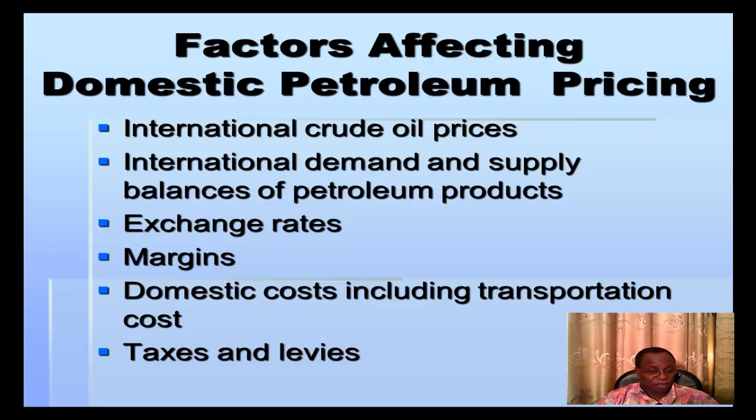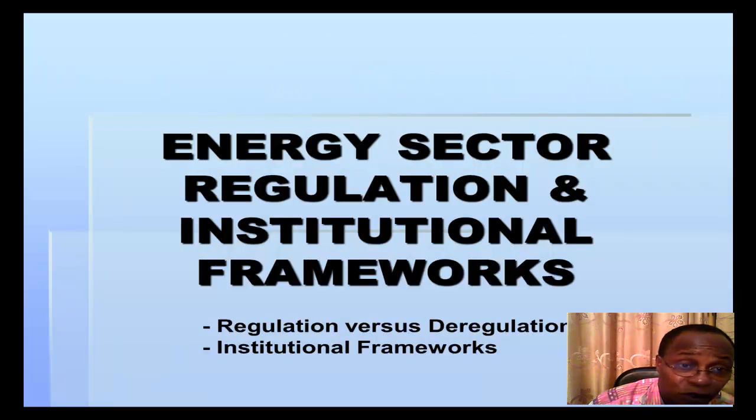And then, of course, you have domestic costs, including transportation costs, which are often reflected in the margins, as in the case of Ghana. And then taxes and levies, which are how governments raise revenue for specific applications. I mean, in Ghana, it's been for rural electrification, it's been for the promotion of renewable energy. We've used levies to do this. And of course, taxes have always been there to raise revenue generally for government. So these are, if you like, the key factors that influence petroleum pricing at the domestic level.